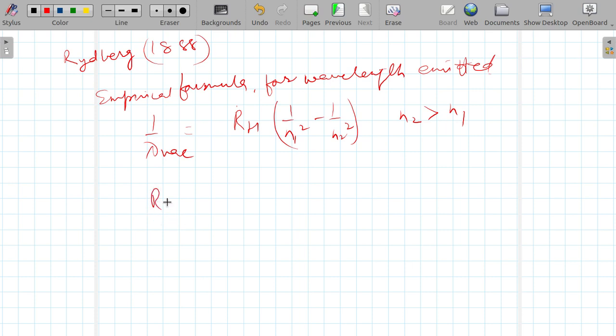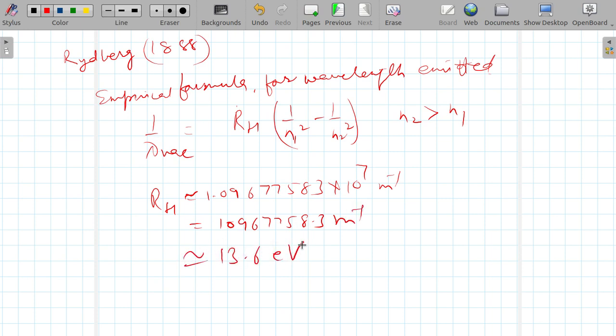And this RH Rydberg constant, its value is 1.0967758, nearly equal to this, times 10 raised to power 7 per meter, or it is nearly equal to 13.6 electron volt. We will talk about it later, right? So this is the early beginning of spectroscopy.